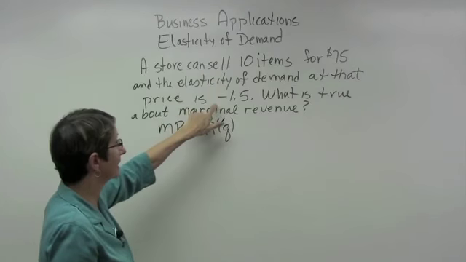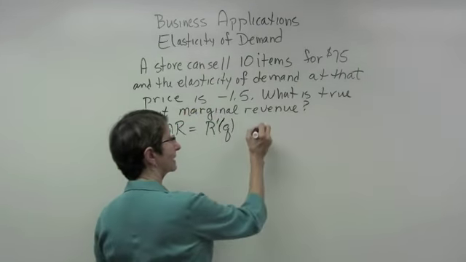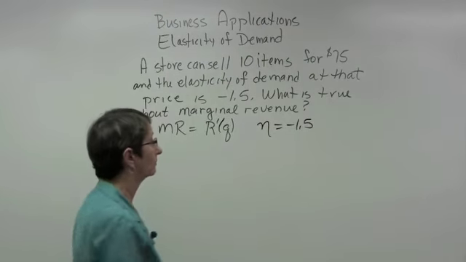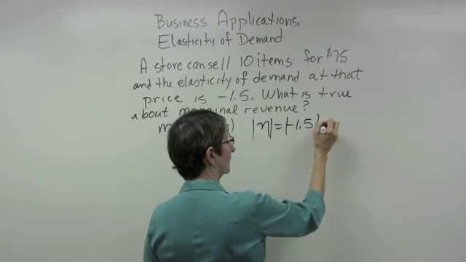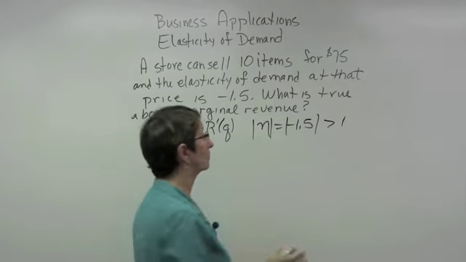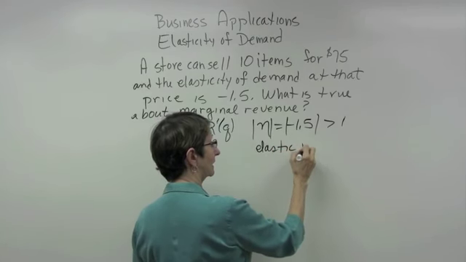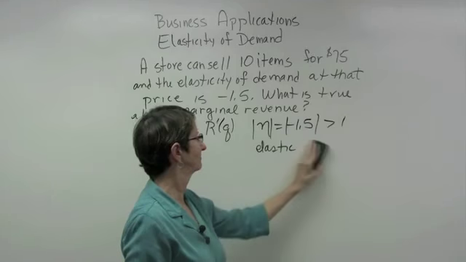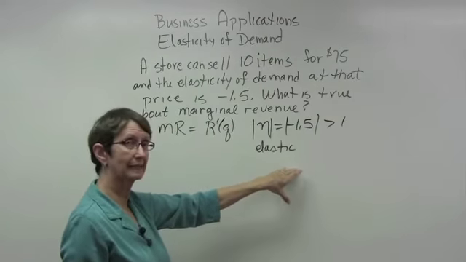Now, we're told the elasticity. We don't have to find it. We're given that eta is negative 1.5. If you take the absolute value of that, it's greater than 1. If the absolute value of elasticity is greater than 1, demand is elastic.